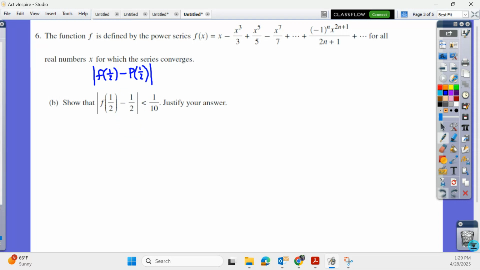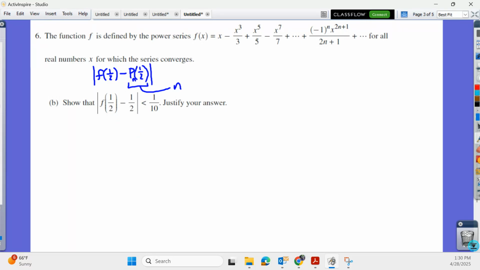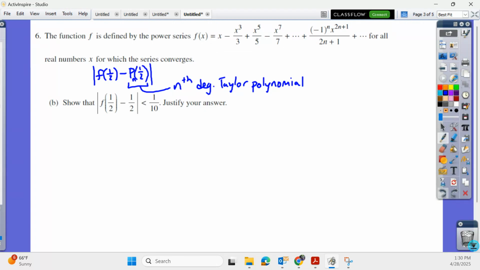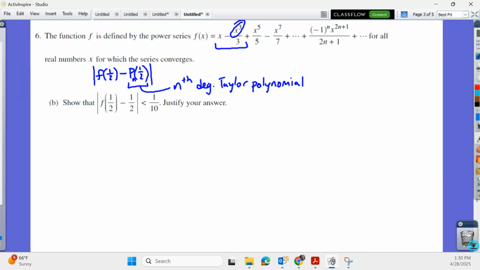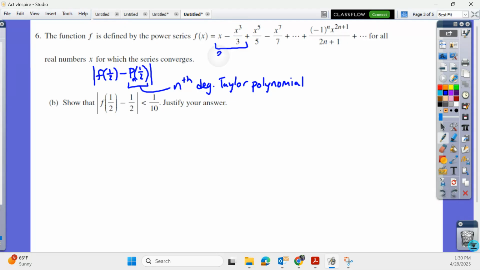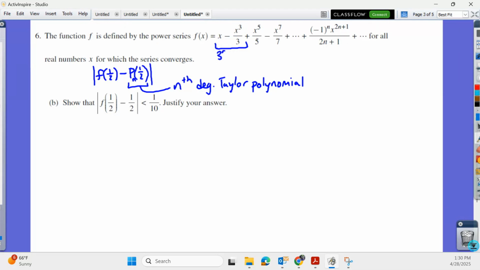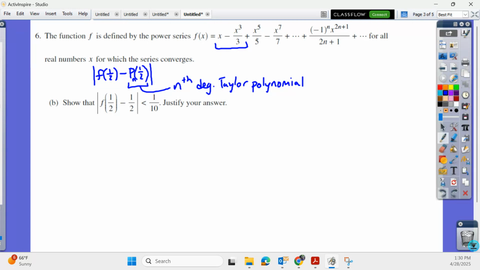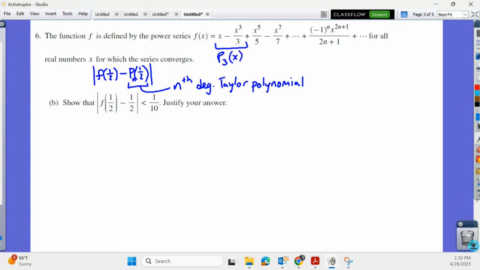The big idea here is that the polynomial, the Taylor polynomial, here I'll put a subscript n there, is the nth degree Taylor polynomial. And all that means is we start into this series, but we stop somewhere. So the third degree Taylor polynomial here would be the first 2 terms, right? Because that's third degree. So here it'd be P3 of x. And then the rest of this is called the remainder.